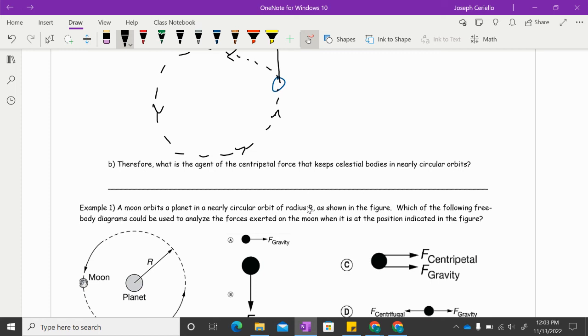Therefore, the agent of the centripetal force that keeps celestial bodies in nearly circular orbits, because they're not perfect circles, is the force of gravity.